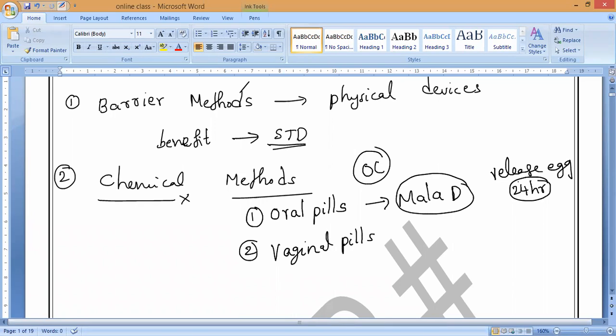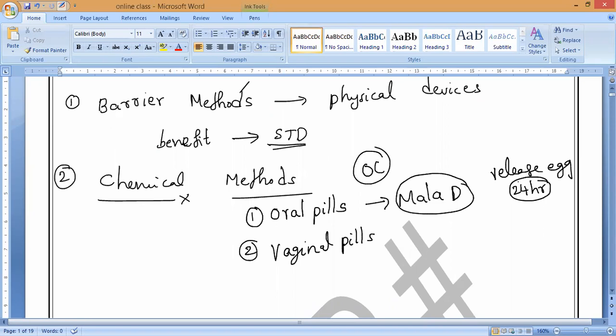This is the most effective method to prevent pregnancy, but it has some side effects. In some women, taking the oral pills can cause hormonal imbalance in the body. Taking continuous pills may lead to a permanent loss of fertility, and in the future when they want a baby, it may become difficult to get one.